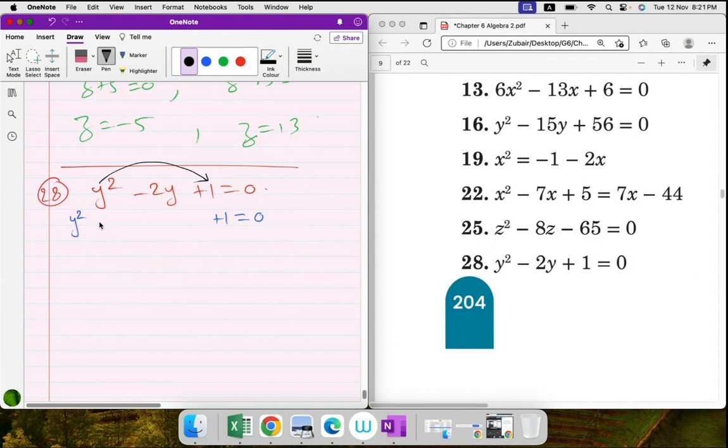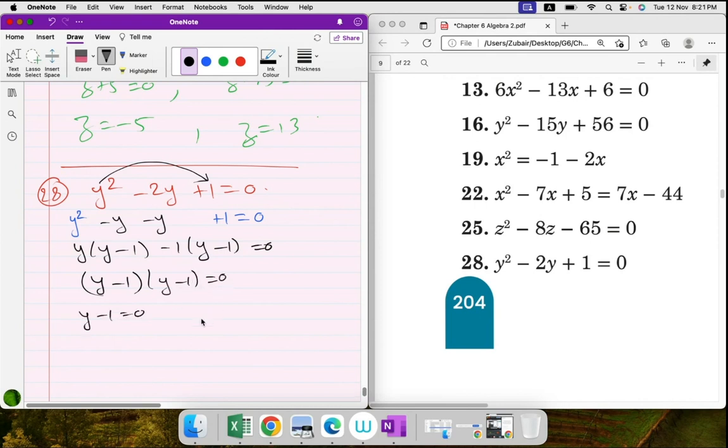In case of multiplication, you need 1, there's no other choice of having 1 only. So minus 1, minus 1. Multiplying these two, we get positive. y square, y minus 1, minus 1, y minus 1. y minus 1 into y minus 1. First factor and second factor. So y is equal to 1 in both cases.